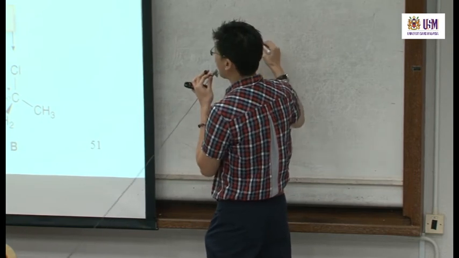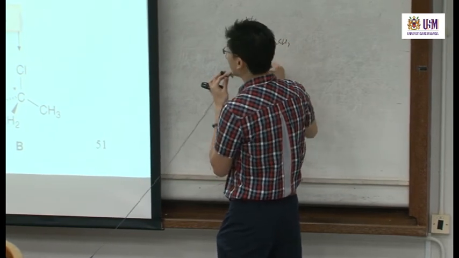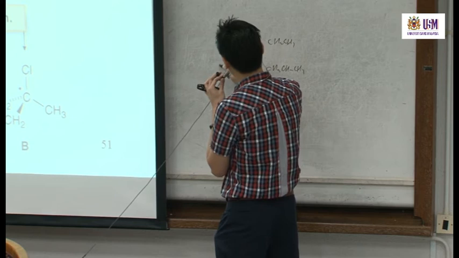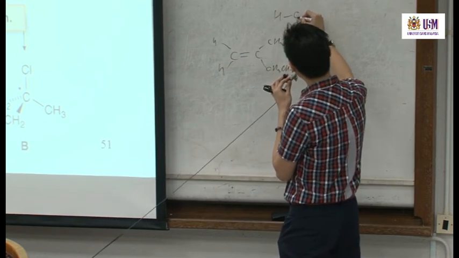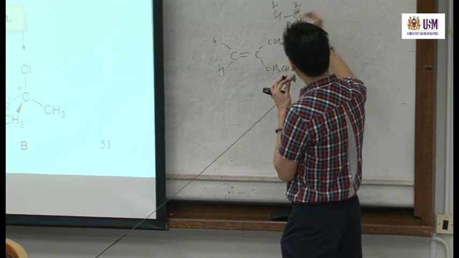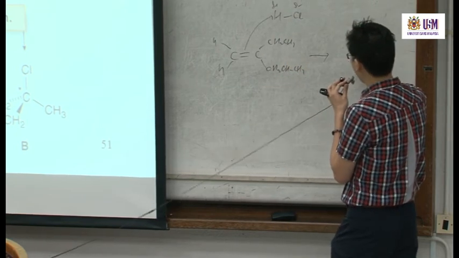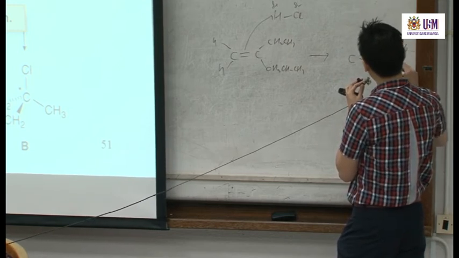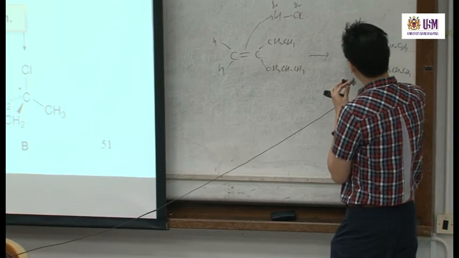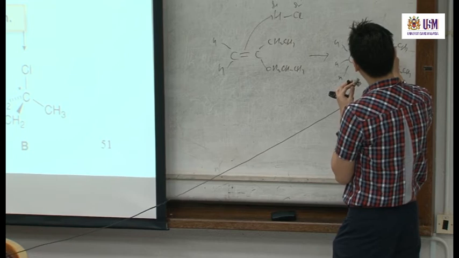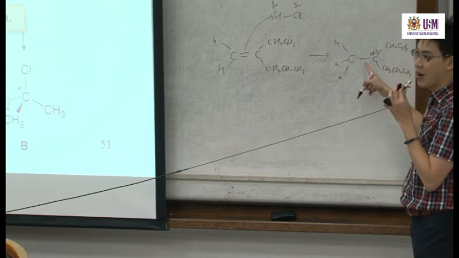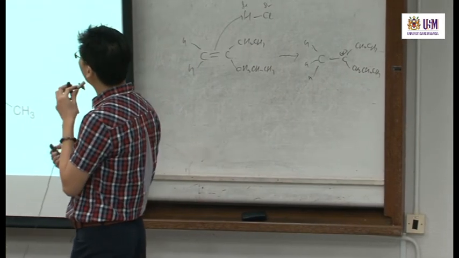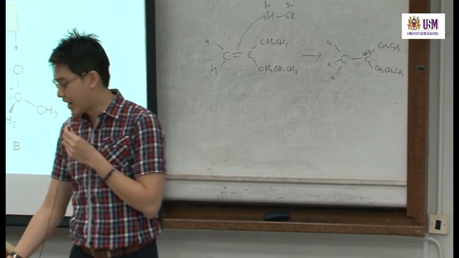If you want to show the carbocation, you show here CH2, CH3, CH2, CH2, CH3, and you have a 2H here. You have HCl. This is positive, this is slightly negative, attacking here. So you are going to show CH2, CH3, CH2, CH2, CH3, and HHH. This is the carbocation, three bonds, trigonal planar. I hadn't got it out yet, thinking this was a carbocation.